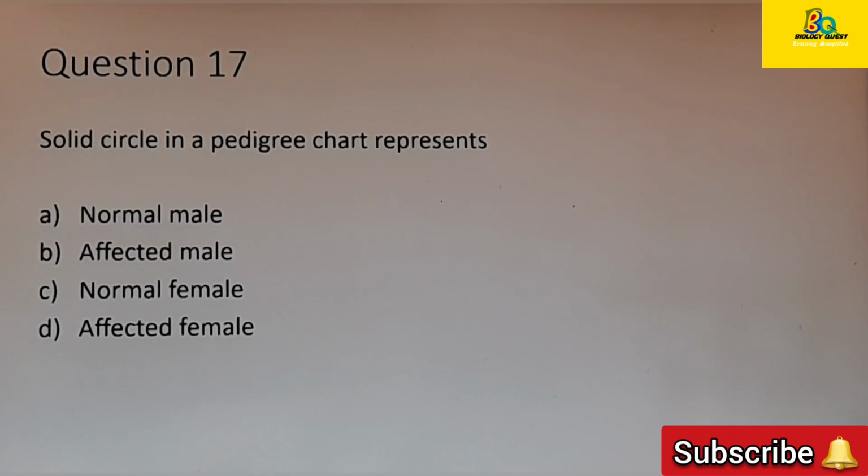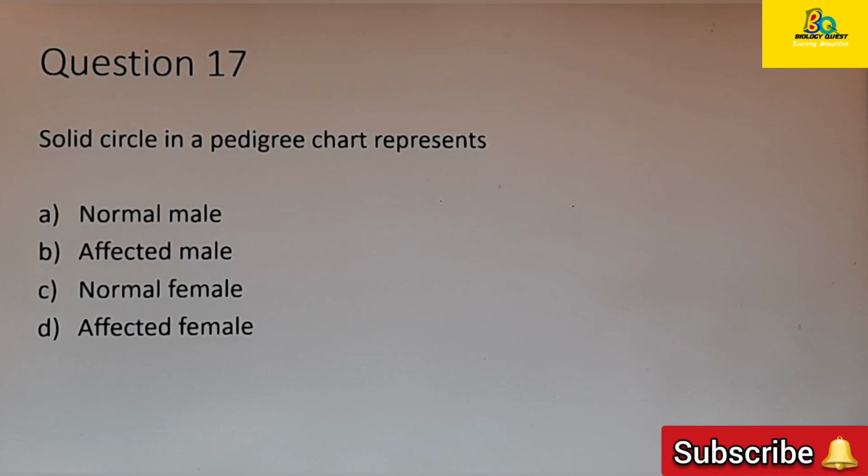Next question. Solid circle in a pedigree chart represents. We know a circle represents a female. In a pedigree chart, a circle represents a female and a male is represented by a square. Here a solid circle, shaded circles are also called solid circles, whereas the other type of circle is the hollow circle, which we have in our syllabus. So only two types of circles or squares we are studying in 10th standard, the hollow squares or circles and the solid or shaded circles and squares.